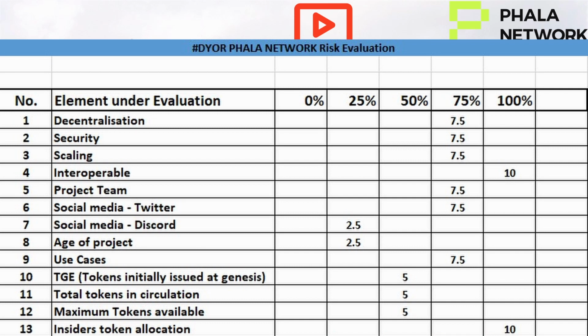Tokens issued at Genesis, we're going to give it 5 points out of 10. Tokens in circulation at the point of doing this video, 5 points out of 10. Maximum tokens available, 5 points out of 10. Inside the token allocation, we are going to give it 10 out of 10 because of its 5% inside the token allocation. We think that's commendable. That is excellent.